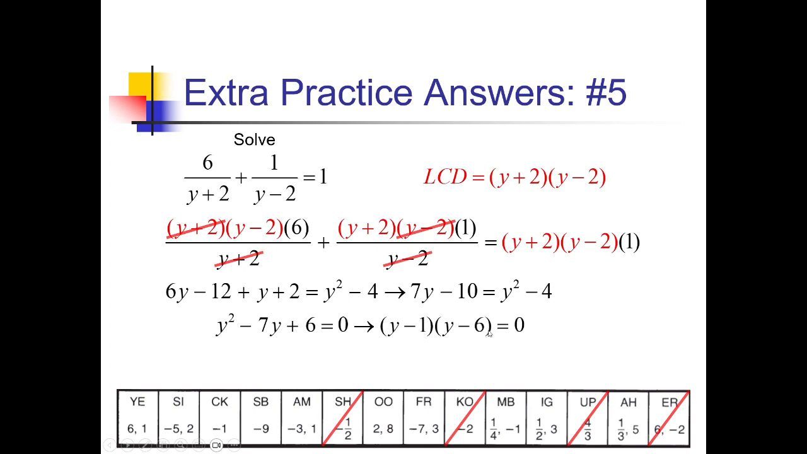And then I can set those both equal to 0 and solve to get y equals positive 1 and positive 6. If I plug each of those back into the original, 1 and 6, neither of those are going to give me 0 in the denominator anywhere. So those are both acceptable answers. And I find both of those back here at the very beginning, this first box, getting crossed off.